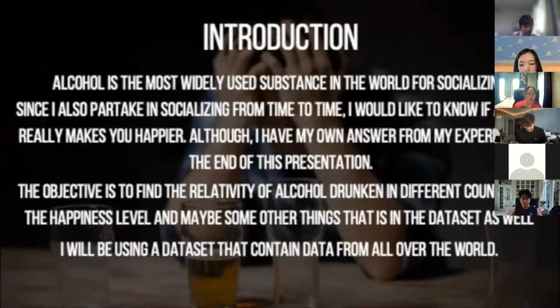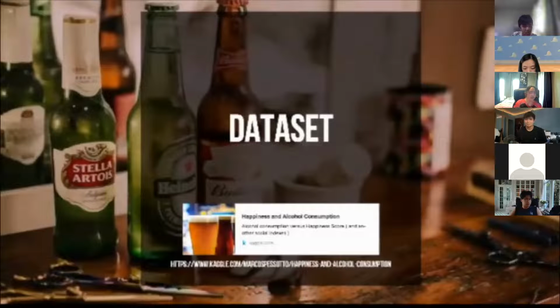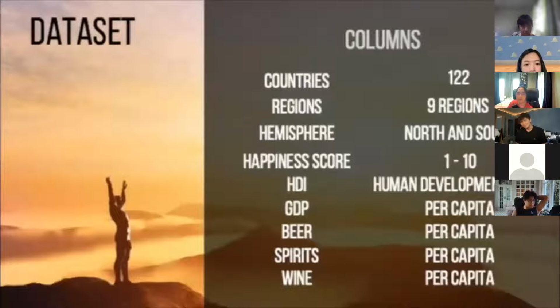The objective is to find the relationship of alcohol drunk in different countries to the happiness level, and maybe some other things that are in the data set as well. I'll be using a data set that contains data from all over the world. So let's look at the data set. My data set is about happiness and alcohol consumption. I got it from kaggle.com, and the columns are: 122 countries, 9 regions, North and South Hemisphere, a happiness score index, which is ranked from 1 to 10 for each country. There's also the Human Development Index, which determines the well-being of the people in those countries. There's also the GDP, beer, spirits, and wine per capita of each country.